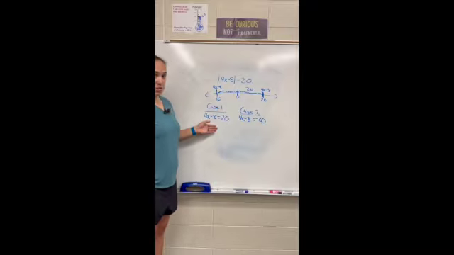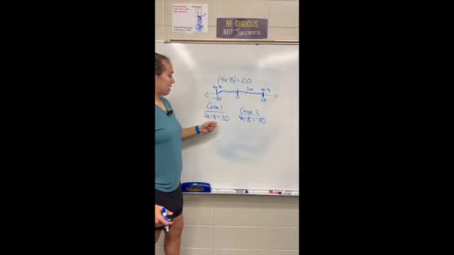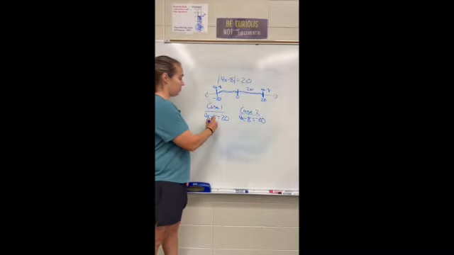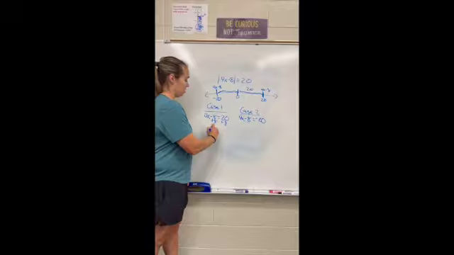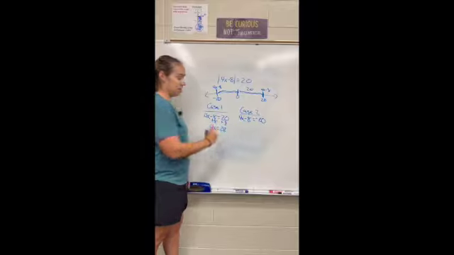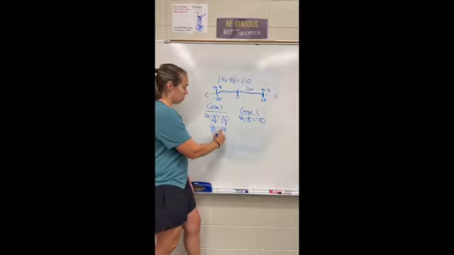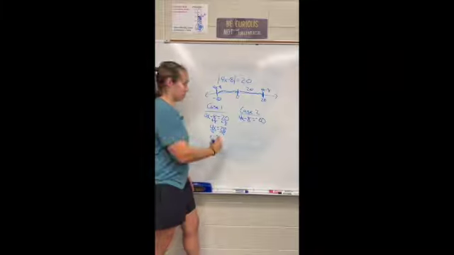I'm going to go back to this case 1 equation now. We have 4x minus 8 equals 20. Our next step would be to add 8. So 4x is equal to 28. Then we would divide by 4 and get x equals 7.